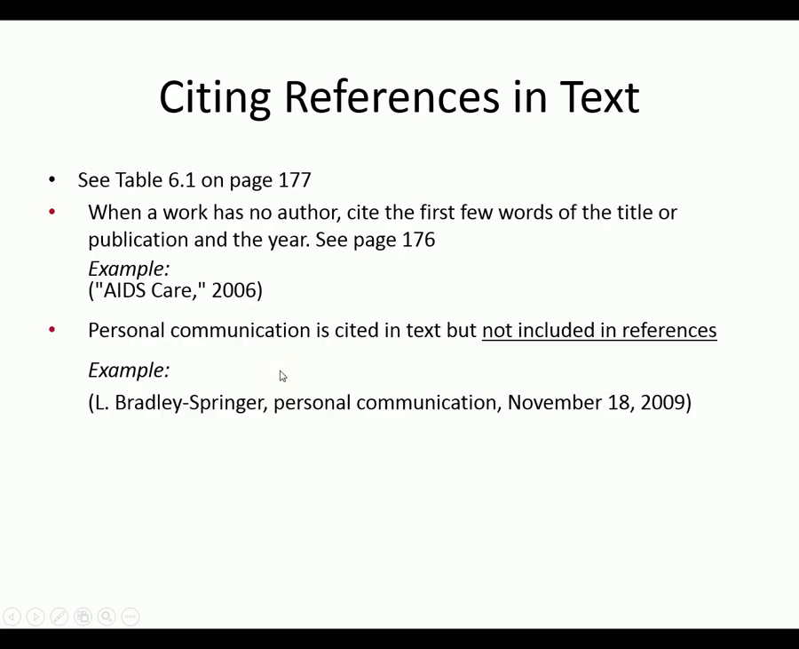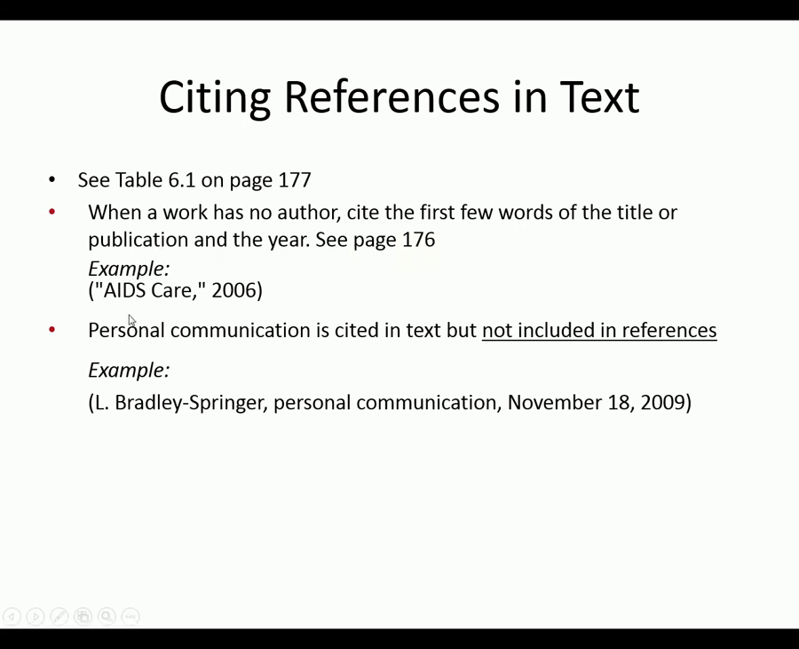All right, citing references within your text is on page 177. I would mark this handy dandy page if I were you. Because it's a table and it gives you the basic citation styles of whether you're using 1 author, 2 authors, 3 authors, and so forth. So, when a work has no author, you want to cite the first few words of the title or publication and the year. It also tells you about that on page 176.